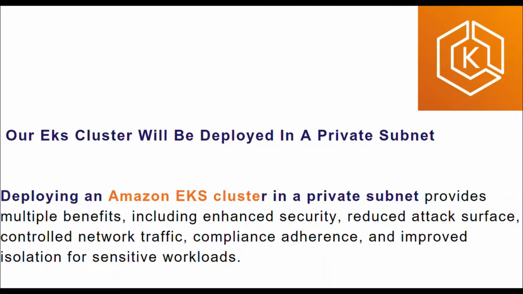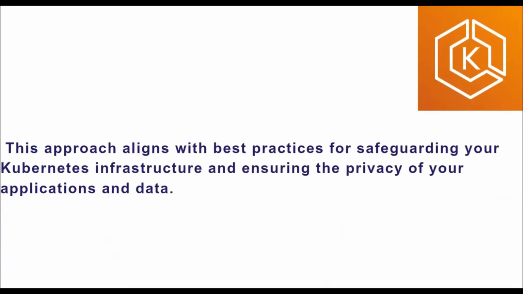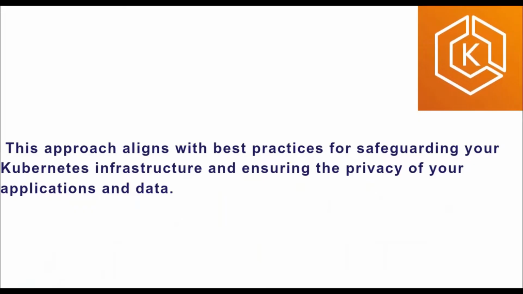It will basically have two private subnets and two public subnets. Having the worker nodes deployed in private subnets will actually help you to align with best practices for safeguarding your Kubernetes infrastructure and ensuring the privacy of your applications and data. And let's start the deployment right away.